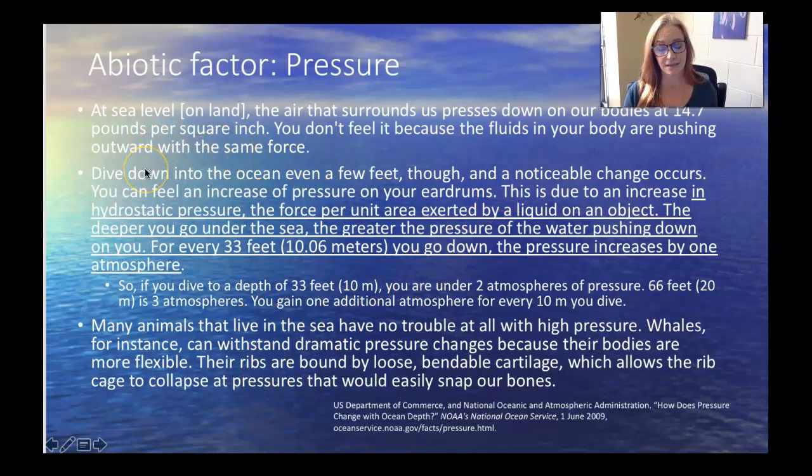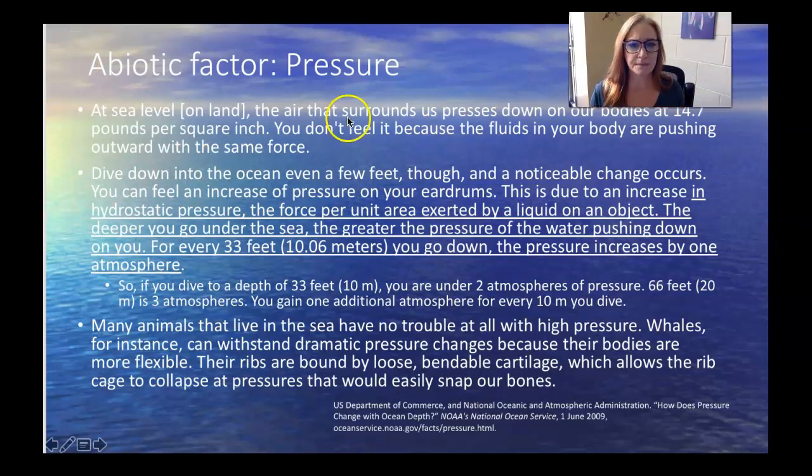At sea level on land, you don't feel like you have any pressure on you, right? Because the air surrounding you is not perceivable to you, but it is exerting pressure on you. It's exerting 14.7 pounds of pressure per square inch on your body. You just don't feel it because the fluids in your body are acclimated to that pressure and are hydrostatically pressing back against them. So you're at an equilibrium with the environment that you live in.